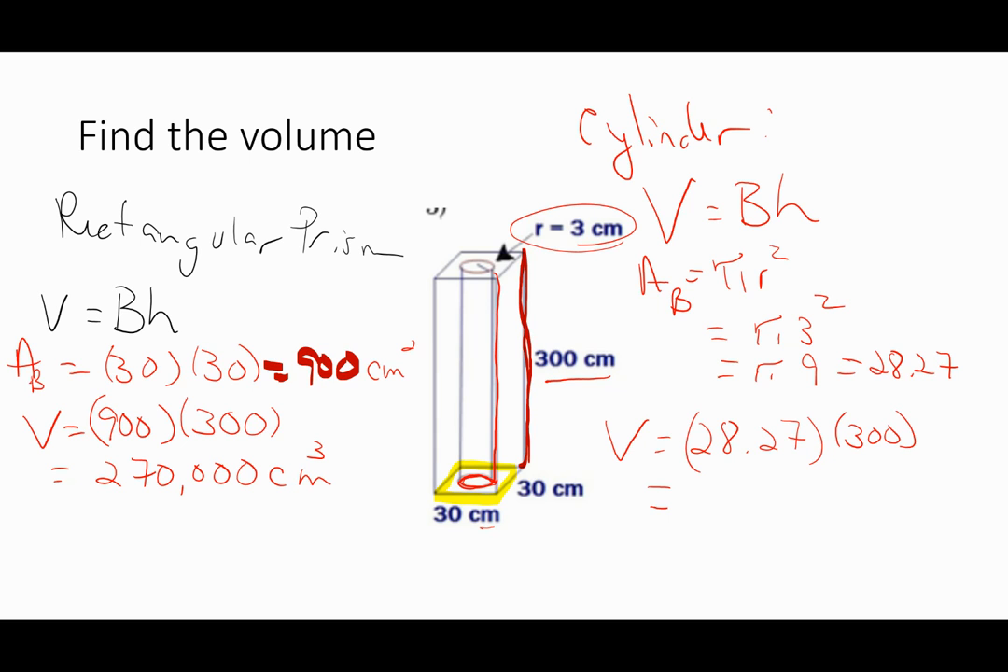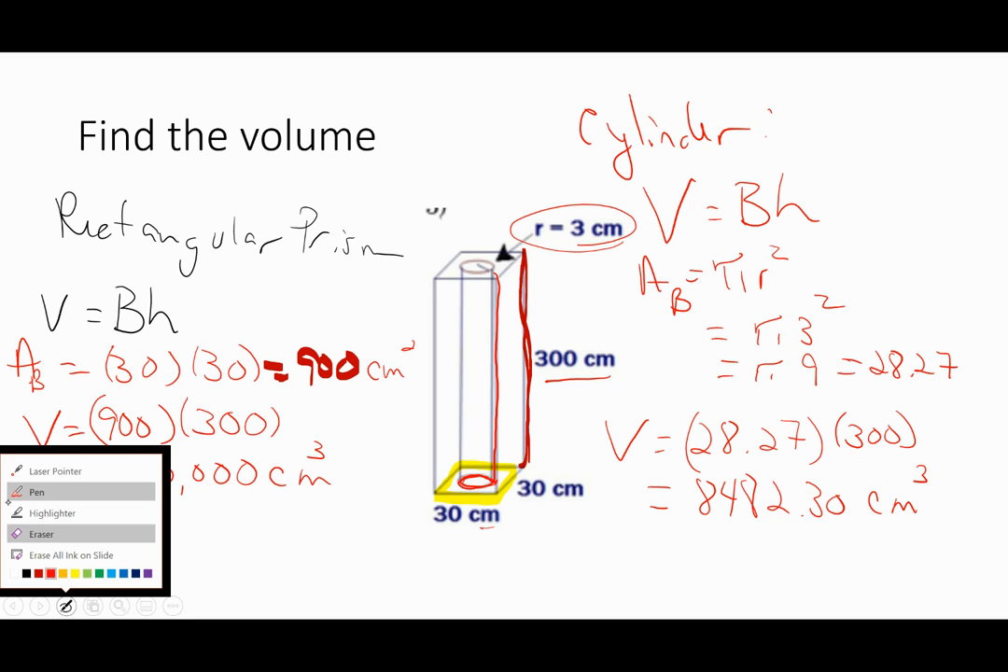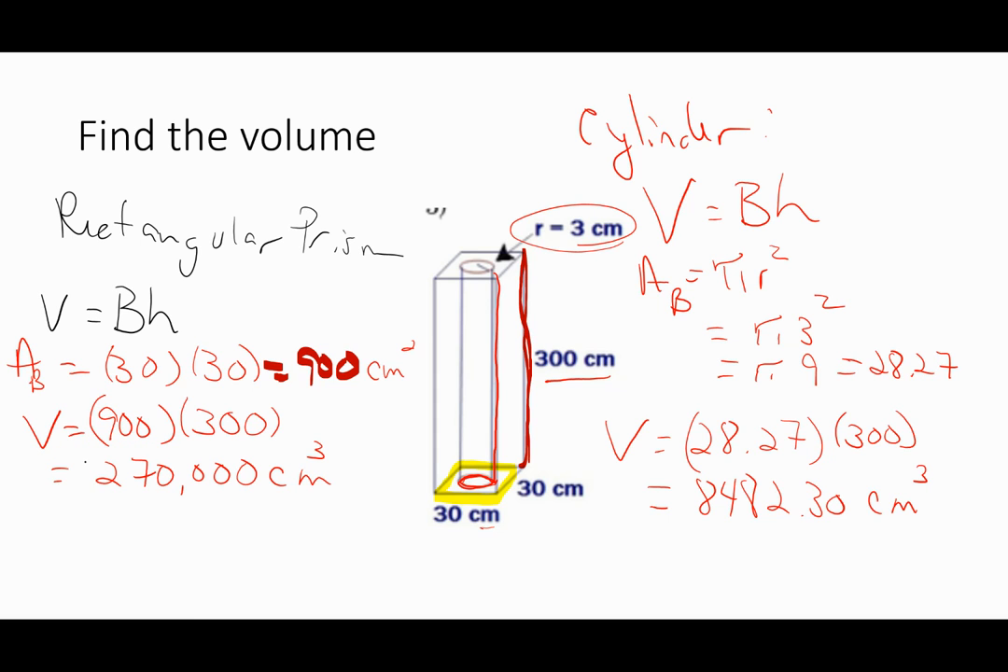That's how many I can do for one. So we multiply that by 300, and that gives us 8,482.30, and that would be centimeters cubed. So if we go back to our office example, we have a total number of 270,000 office rooms in this building.